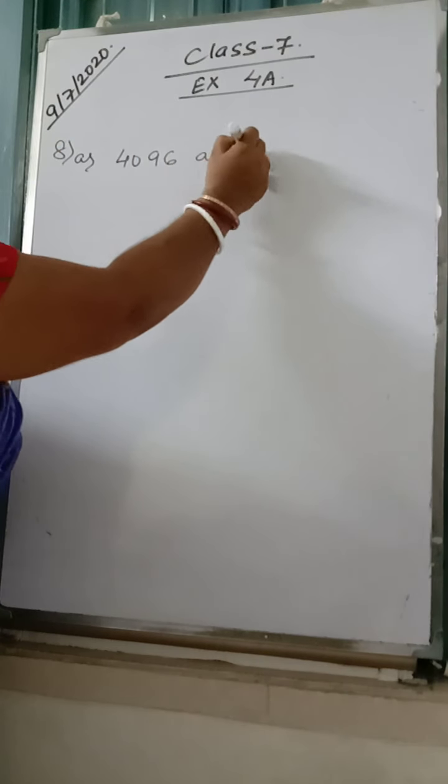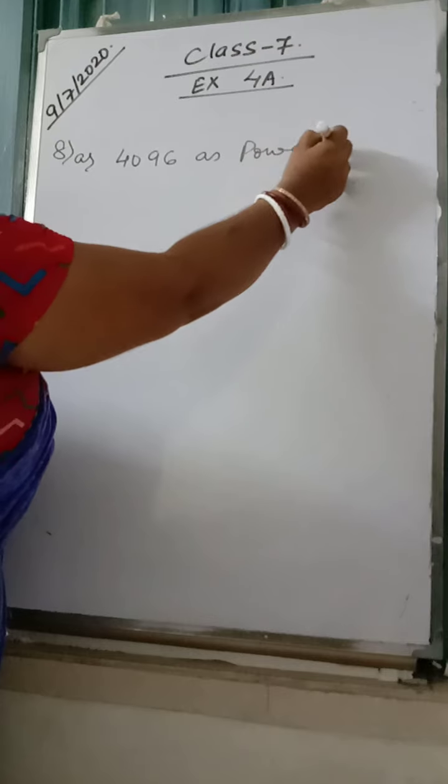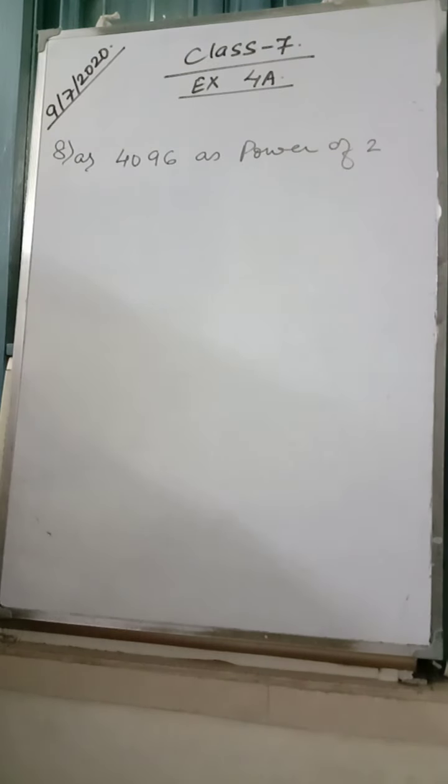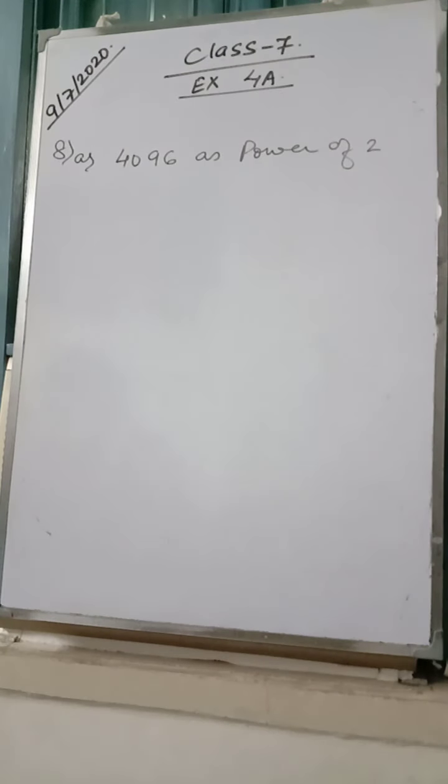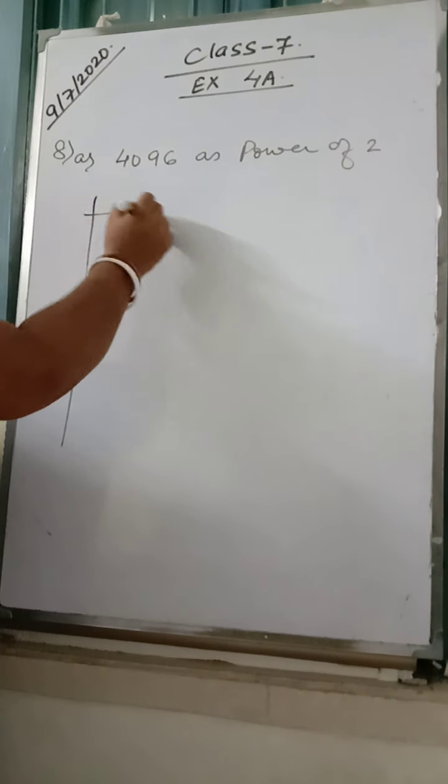4096 as a power of 2. Is it? Now this 4096 we will get by prime factors.